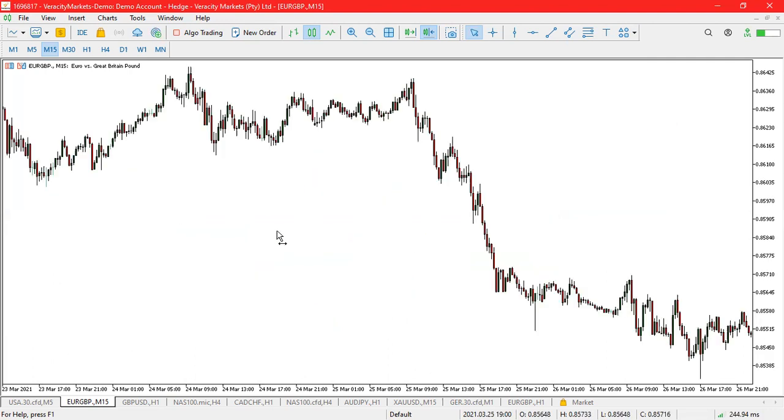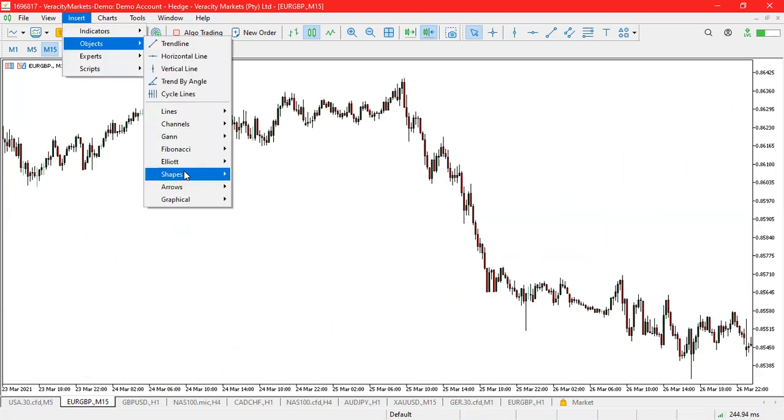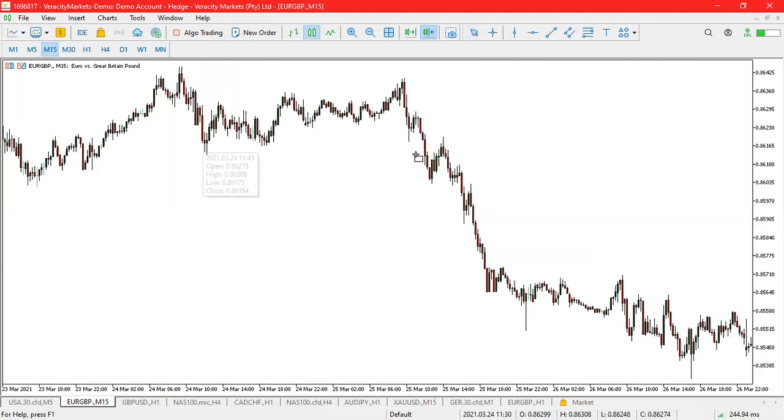Let's identify another flip zone that is nice and clear. Here's a flip zone. So with flip zones, you missed a breakout. Yeah, here's a nice clear flip zone.